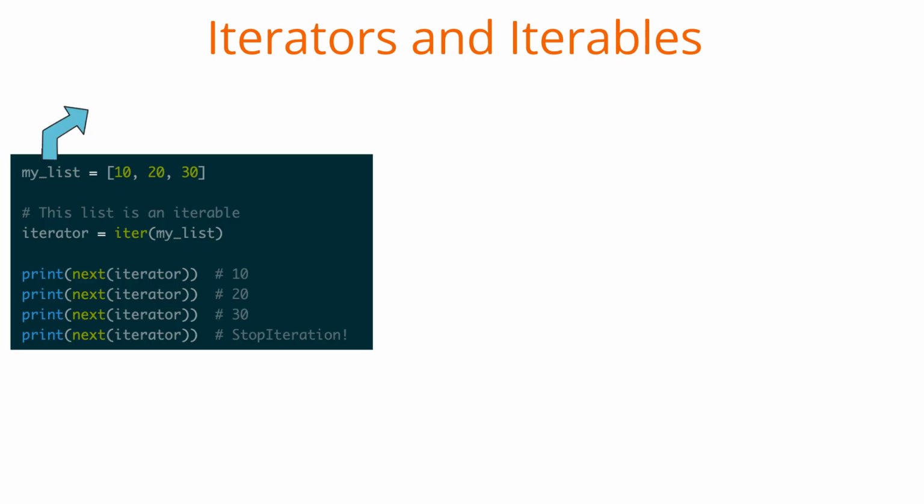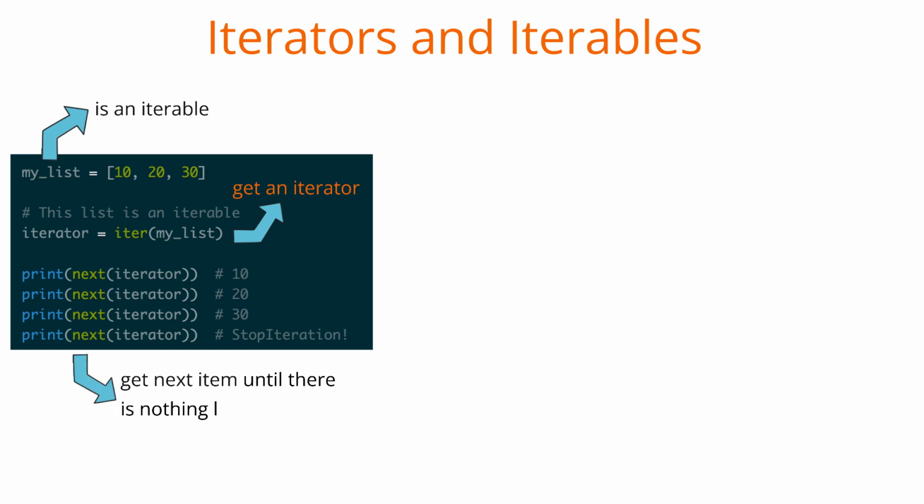Let me show you how that works with a quick example. Here my_list is a list, which is actually an iterable. Then when we pass my_list to iter, we get back an iterator that keeps track of where we are in the list. Each call to next gives us the next value. But when we run out of items, it raises a StopIteration exception.